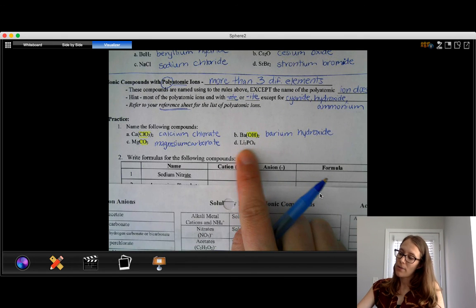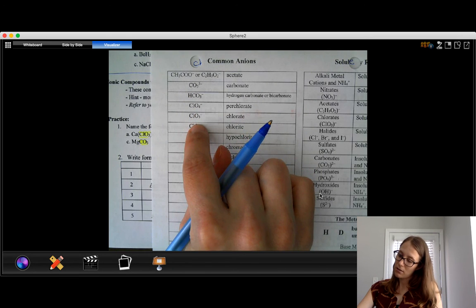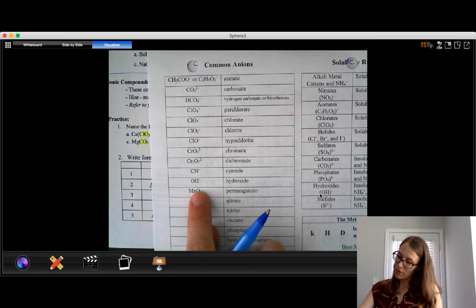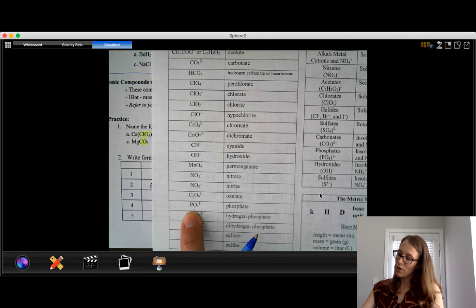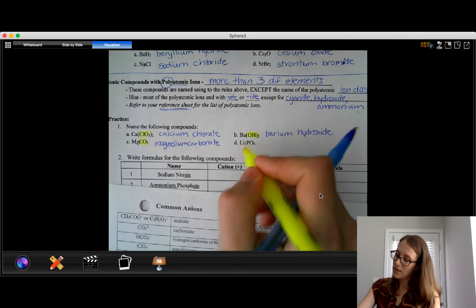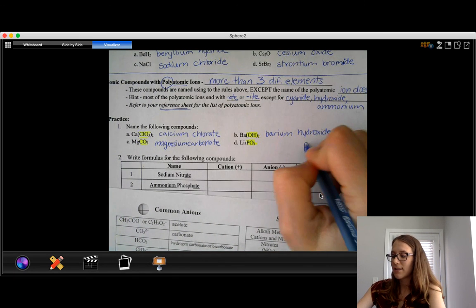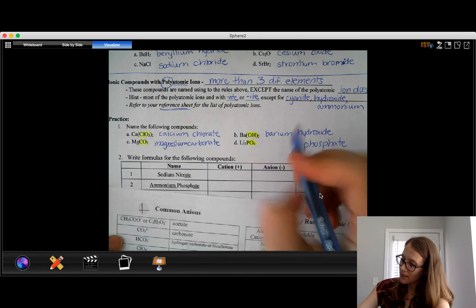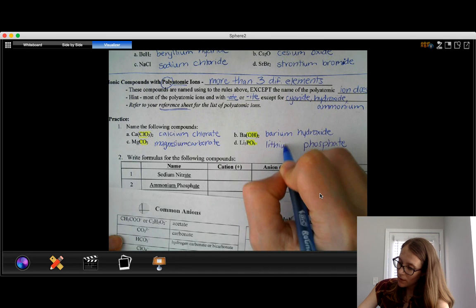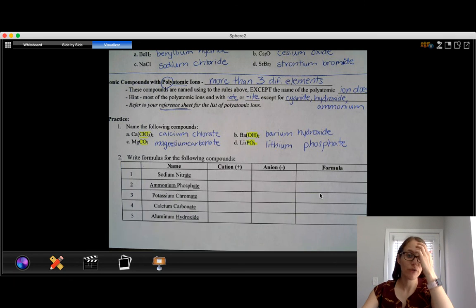All right, Li3PO4. I'm going to look for anything that looks like PO4. And I see that right here. PO4 is called phosphate. That's this whole chunk. That's the second part. And then the first part, Li, is the element lithium. So I can just fill that in. Again, the rules for writing names are pretty much the same. We just need to use the reference sheet.